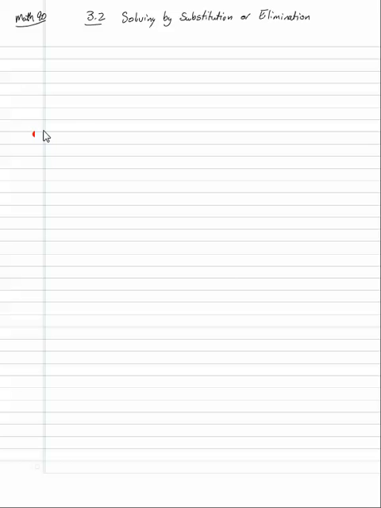We're covering section 3.2, solving by substitution or elimination. And again, this is just review from elementary algebra, but we'll cover it just in case you forgot. So the first method, the substitution method. Let's look at exercise 8 from the book. I have the system 3y plus x equals 4 and x equals 2y minus 1.